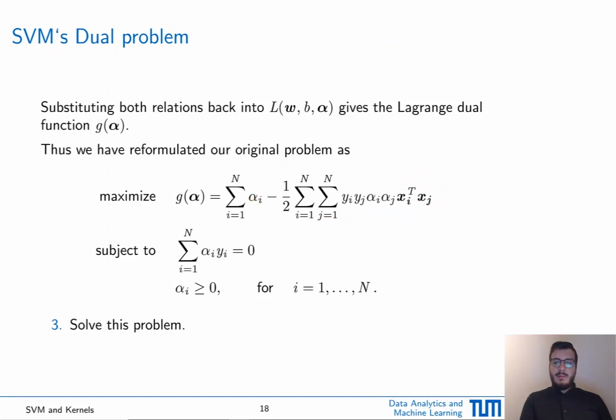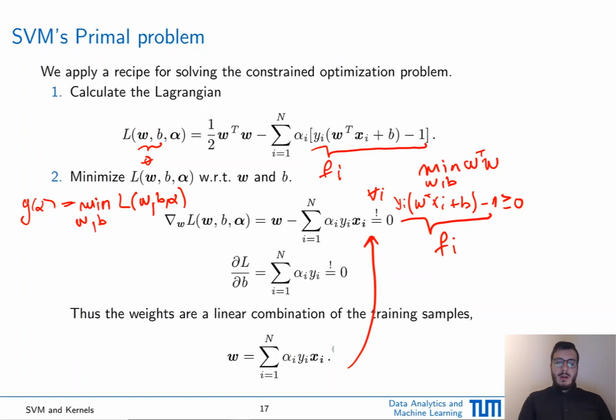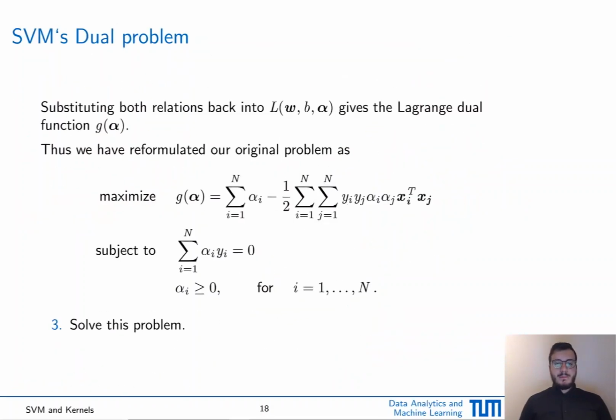So we obtain the following Lagrangian dual function, which is just a function of alpha and of course the data, xi and yi. It has the constraints that the Lagrange multipliers are non-negative, and one additional constraint which comes from the gradient with respect to b. But basically now we have our dual problem, and if you remember, the value of g of alpha gives us a lower bound on the primal problem for any value of alpha. What we wanted to do is find the best possible lower bound. So that's what we do: we maximize g of alpha.